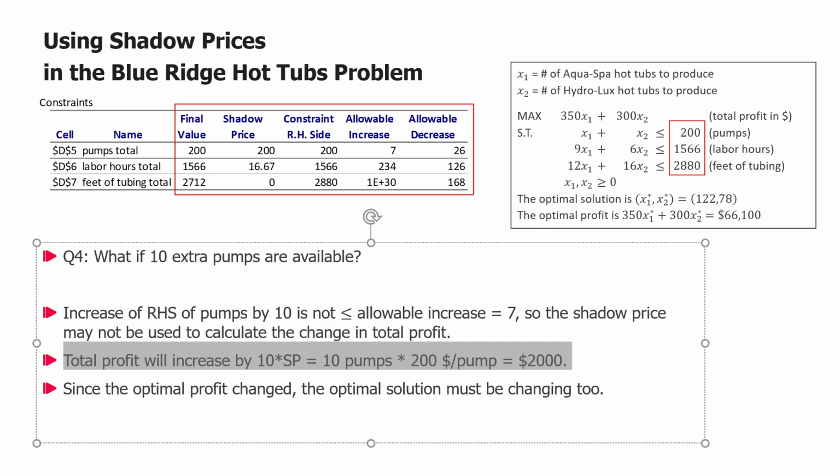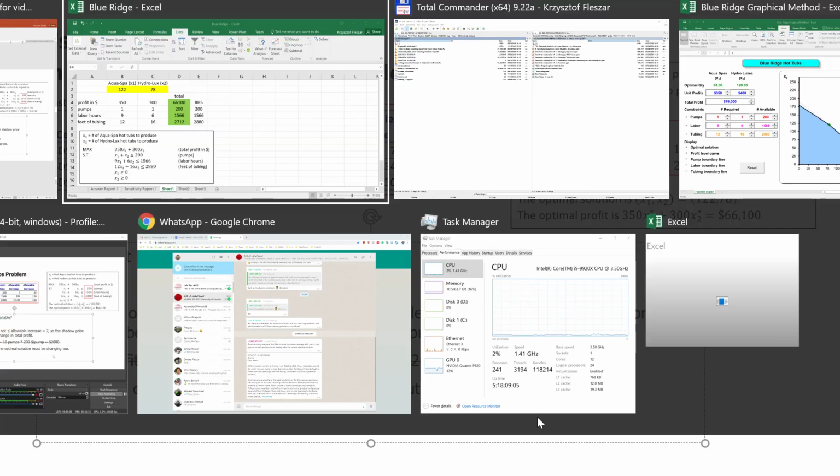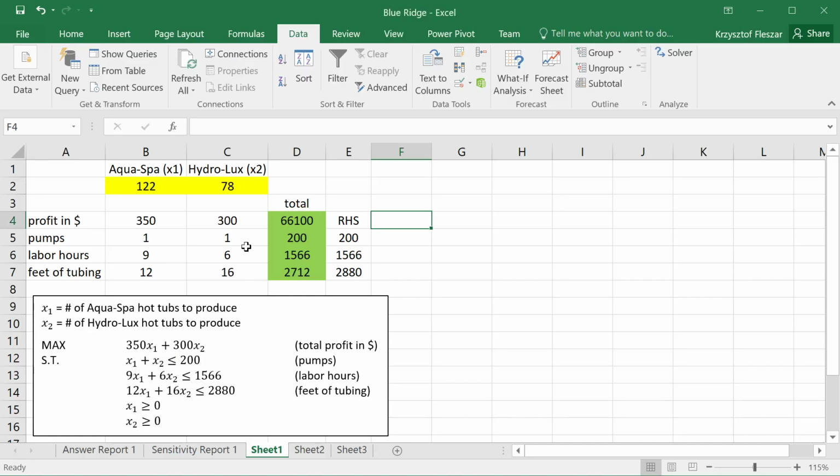So this is incorrect. I shouldn't be considering this increase. I shouldn't expect to gain $2,000 for an extra 10 pumps, right? But actually, I should still expect a change in profit, and the optimal solution probably will change too. Again, we can convince ourselves by looking at the original model and then changing this value to 210, right?